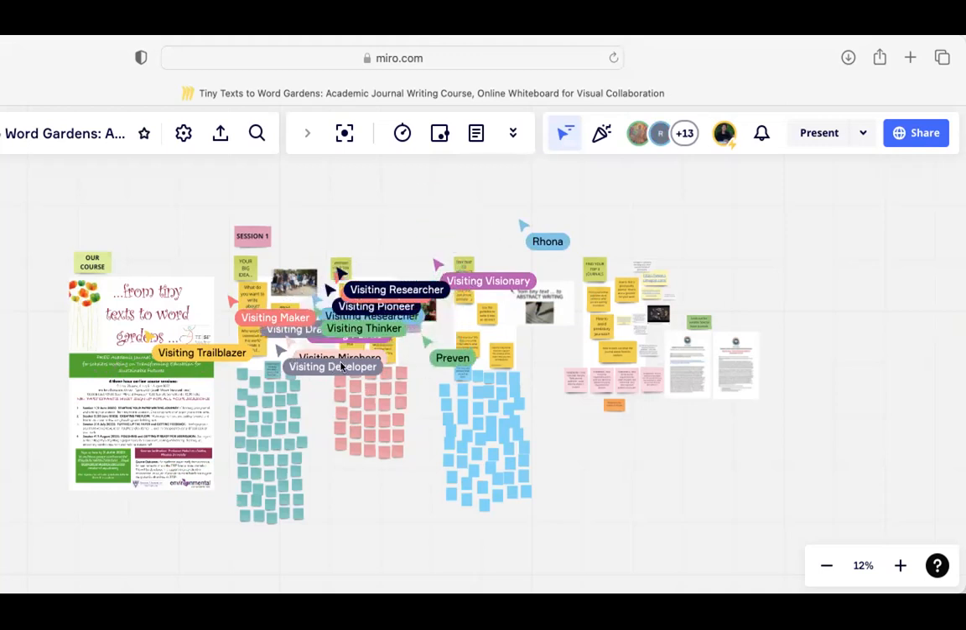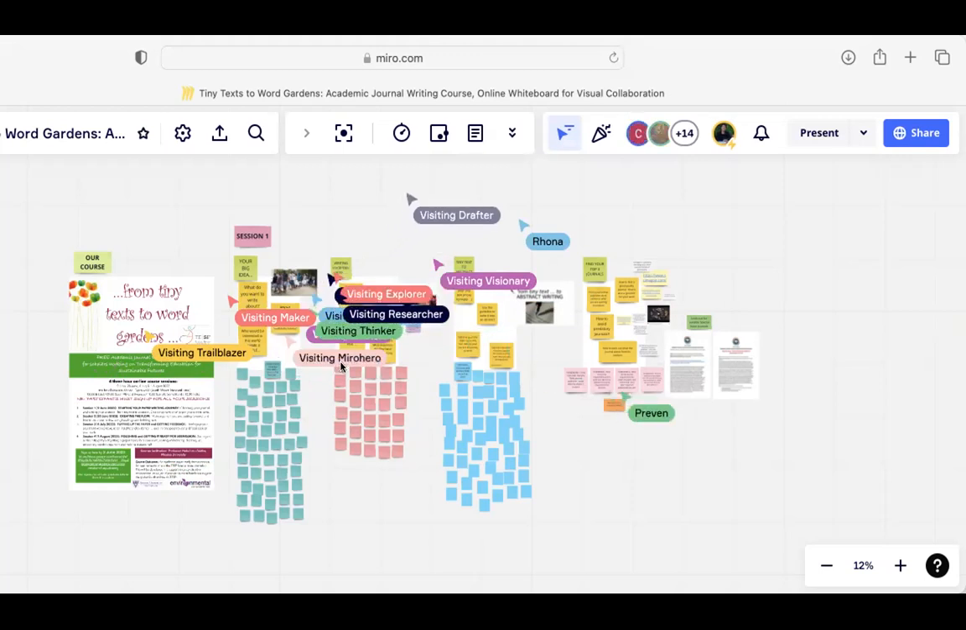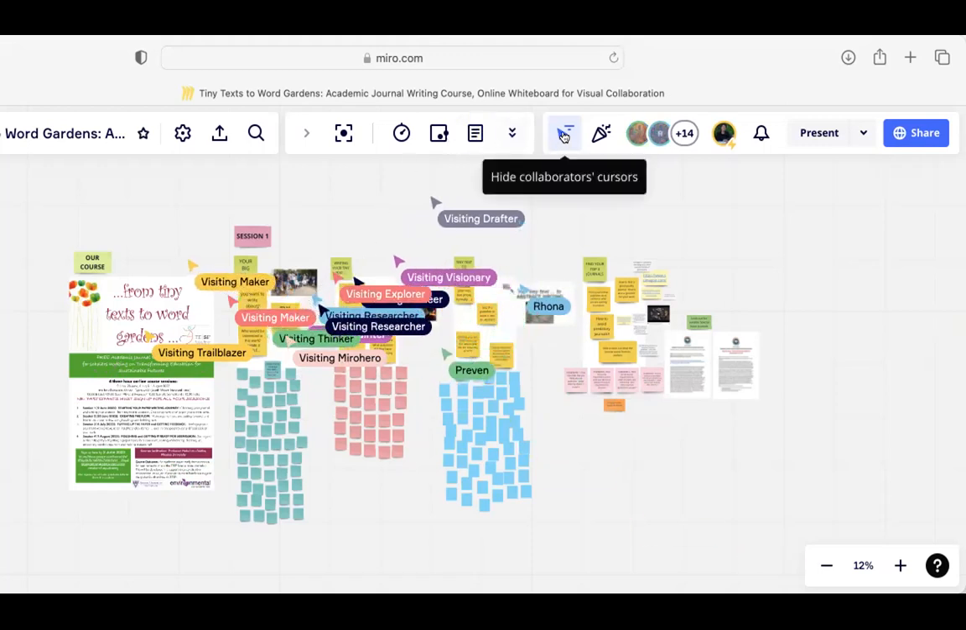But one of the things that becomes very difficult when everybody's on the Miro board is you can't actually see what's happening on the Miro board. So I would encourage you to click this little blue arrow at the top, and that says hide collaborators' cursors.